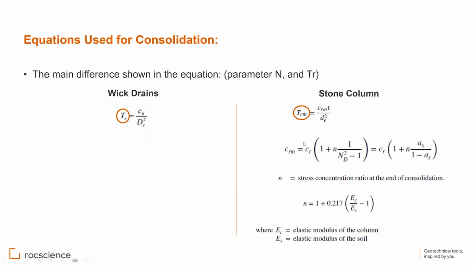What's different between these two, wick drains versus stone columns, is that the Tr_m includes the stress concentration ratio, which we explained earlier. So it does not just calculate the smear zone effects with the stone columns, but on top of that, it does have the stress concentration ratio of the stone columns to the surrounding soil.